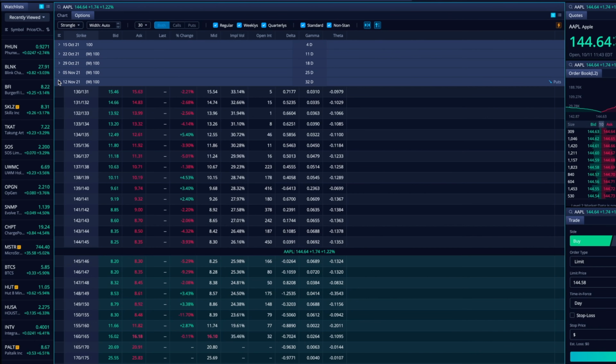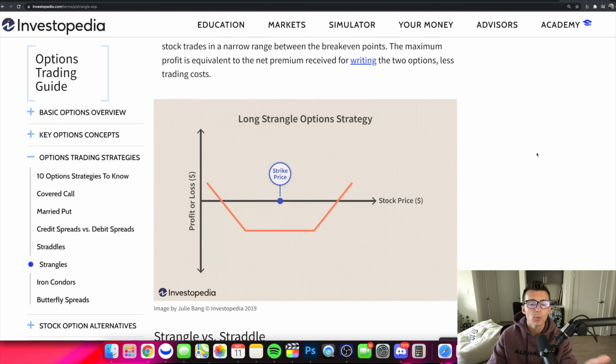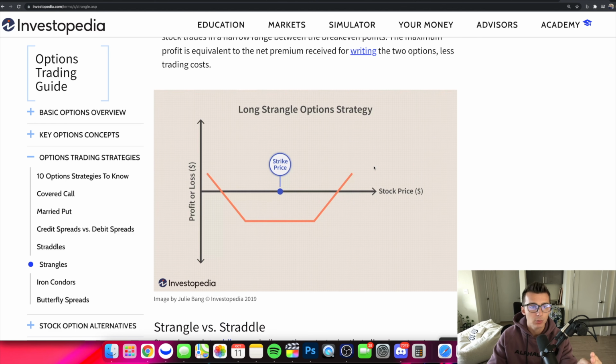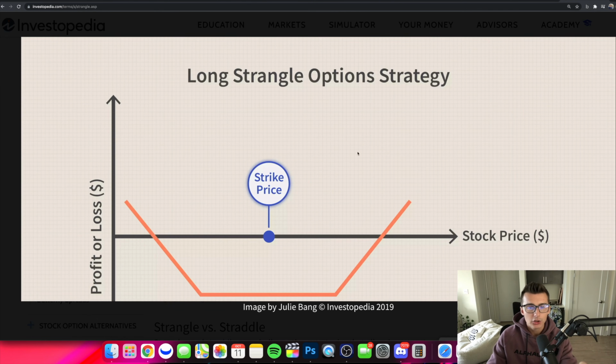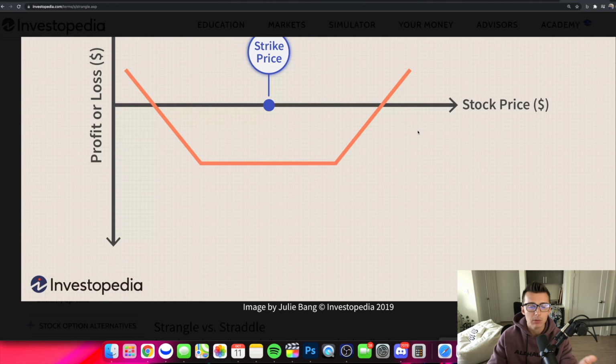And there's probably an easier way to visualize this. And I think the best way to visualize is on the Webull graph. So we'll talk about that here in just 1 second. But I did want to show you guys this, going back to Investopedia. Why? Because this is going to be really helpful to see what we're talking about.